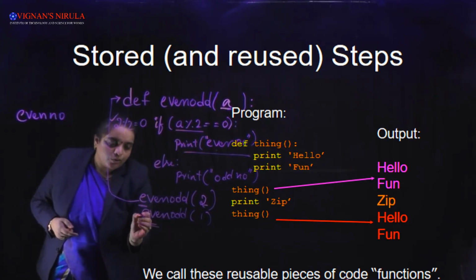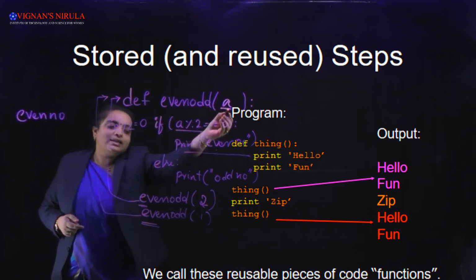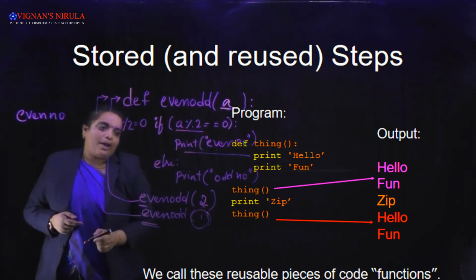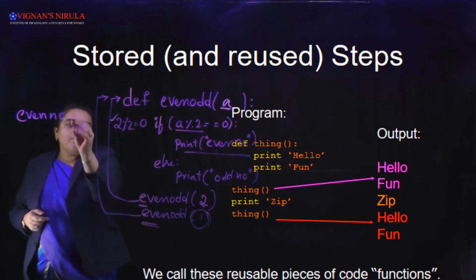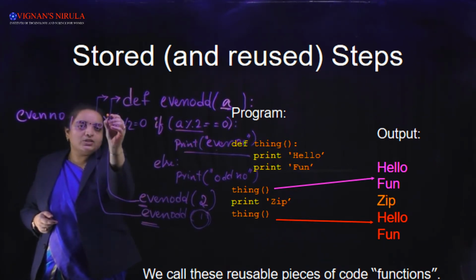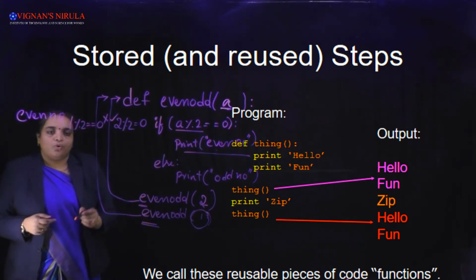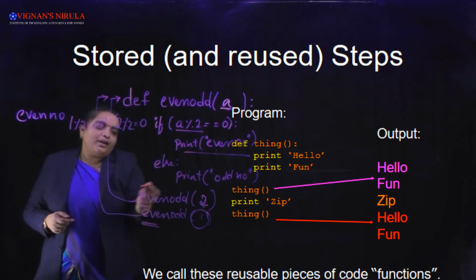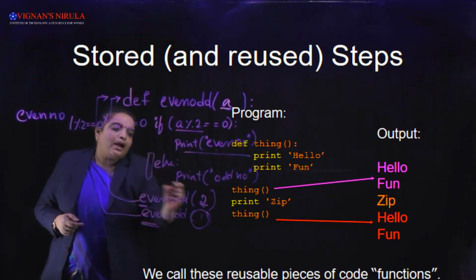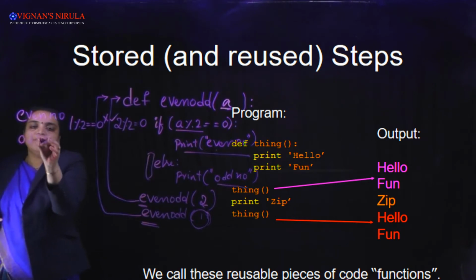Again the control will go to the function, that is even odd. Now a is assigned the value 1. It will check whether 1 modulo division by 2 is equal to 0. No, it is not true. It is not equal to 0, as you all know. So what will be printed? It will come to the else part and print odd number.